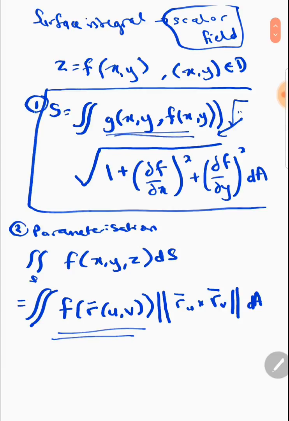Alright, so this is method 1 and this is method 2, and that would be for surface integral for scalar field. In the next video we're going to look at surface integral for vector field. But for vector field, earlier I mentioned that we actually need to know a little bit about the unit normal vector, so I'm going to explain that in the same video as well.